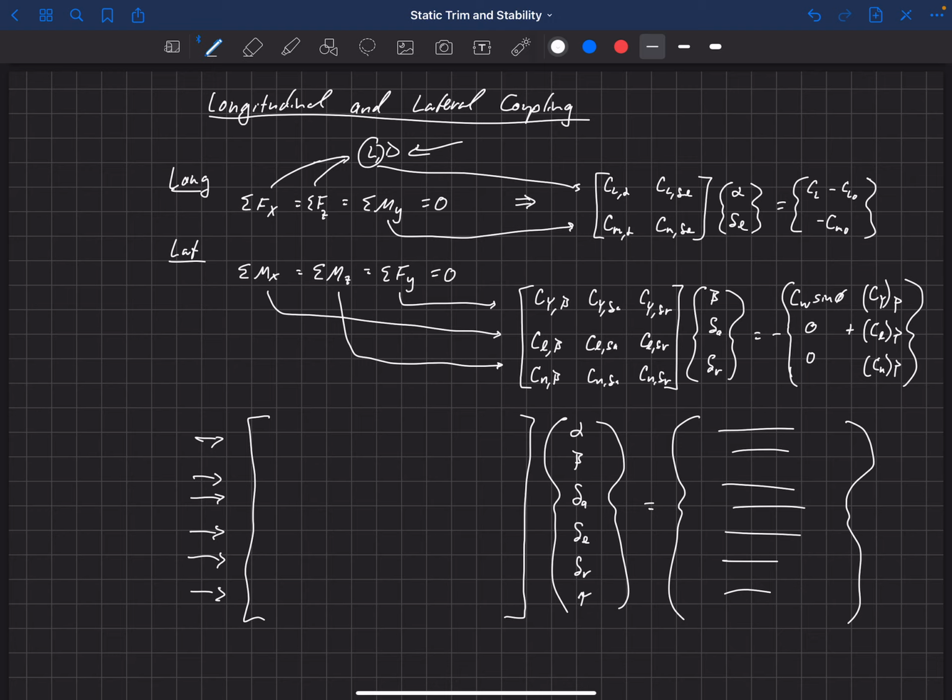But hopefully what you've gotten out of this is the important components of both longitudinal and lateral trim and stability. And again, these coefficients inside of here, so for example, these are aerodynamic coefficients, as are these. These are control derivatives, aerodynamic derivatives and control derivatives. These are all control derivatives here.